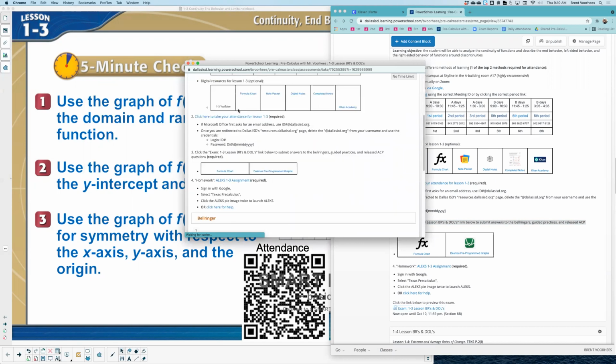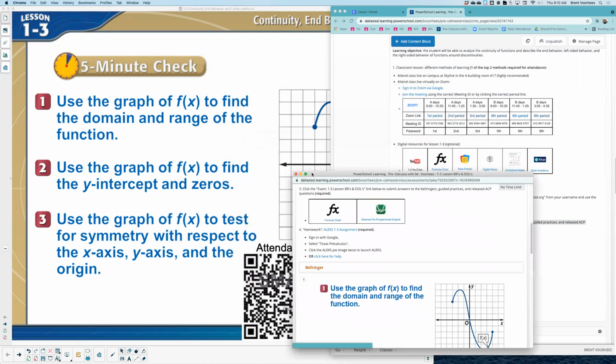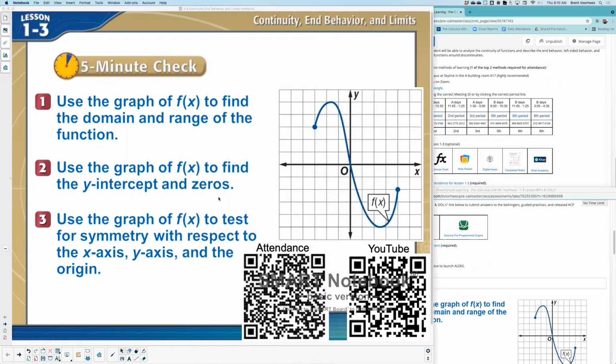Resume just means I've opened it once before. And so that'll take us to number 1, like our bell ringer. So with that, I'm going to get started. Number 1 here. It says to use this graph, the graph of the function f of x, to determine the domain and range of the function. So that's what we're doing here. We're trying to determine the domain and range. If you need the attendance link, there it is there.